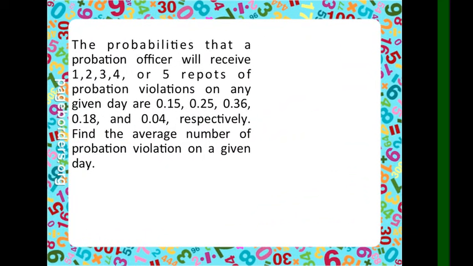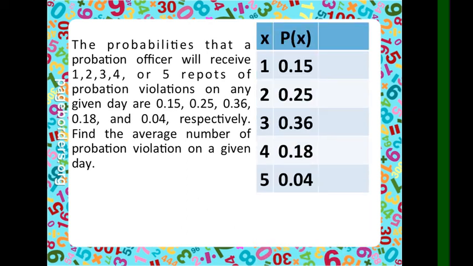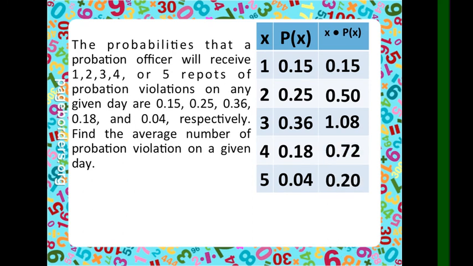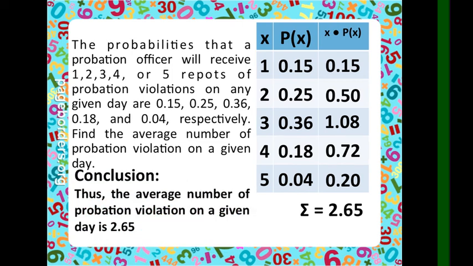Another, the probabilities that a probation officer will receive 1, 2, 3, 4, 5 reports of probation violations on any given day are 0.15, 0.25, 0.36, 0.18, and 0.04 respectively. Find the average number of probation violations on a given day. So we have this table. So again, multiply x times p of x, and the answers are 0.15, 0.50, 1.08, 0.72, and 0.20. Then add all of them, so the total is 2.65. Therefore, the average number of probation violations on a given day is 2.65.